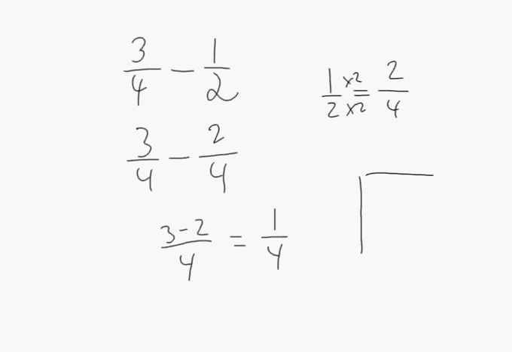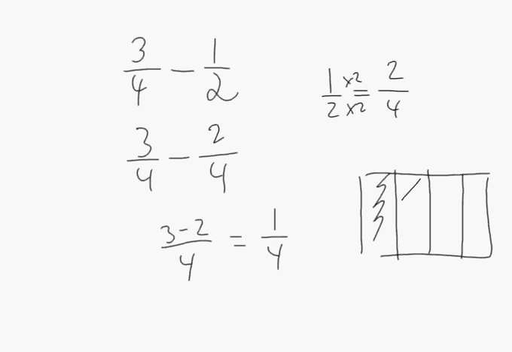And again, if I had 3/4, 1, 2, 3, and I was to take away 1/2, I would have to take away this half right here. That's half of the chocolate bar. I would be left with 1/4.